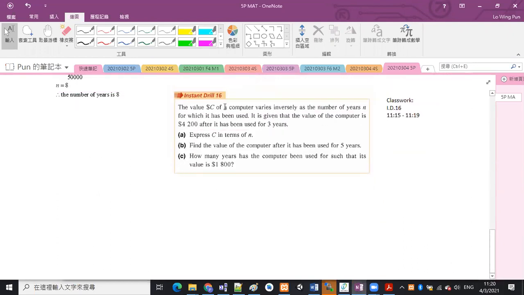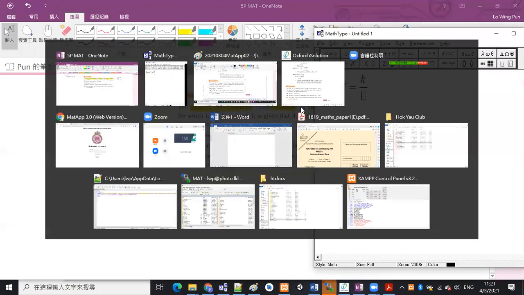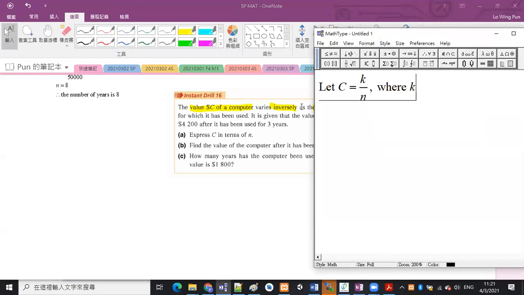The value C dollars of a computer varies inversely as the number of years n for which it has been used. 咁又係啦，我見到咧有 the value of a computer varies inversely as the number of years n has been used. 用咗 n 年，OK，跟住嗰個電腦嘅價值咧就會變咗 C 咁多錢。咁呢度第一樣嘢我哋可以 let 咗先啦，let C be, this time it should be inverse variation, and then k over n, okay, where k is not equal to 0.